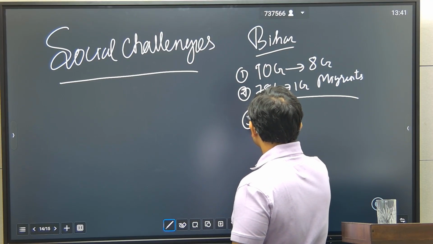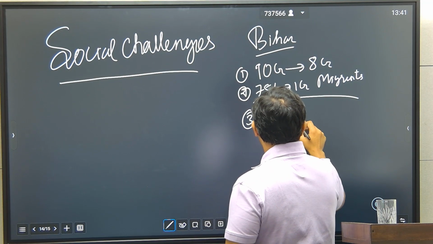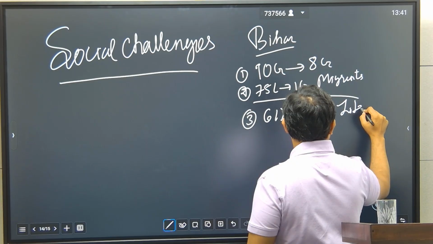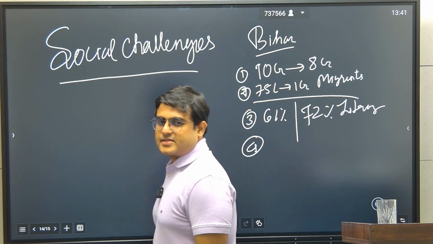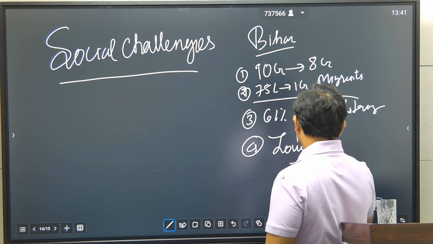So 75 lakh to 1 crore are migrants. The literacy in Bihar is 61%, whereas the national average is 72%. Bihar has the lowest per capita income in the country.